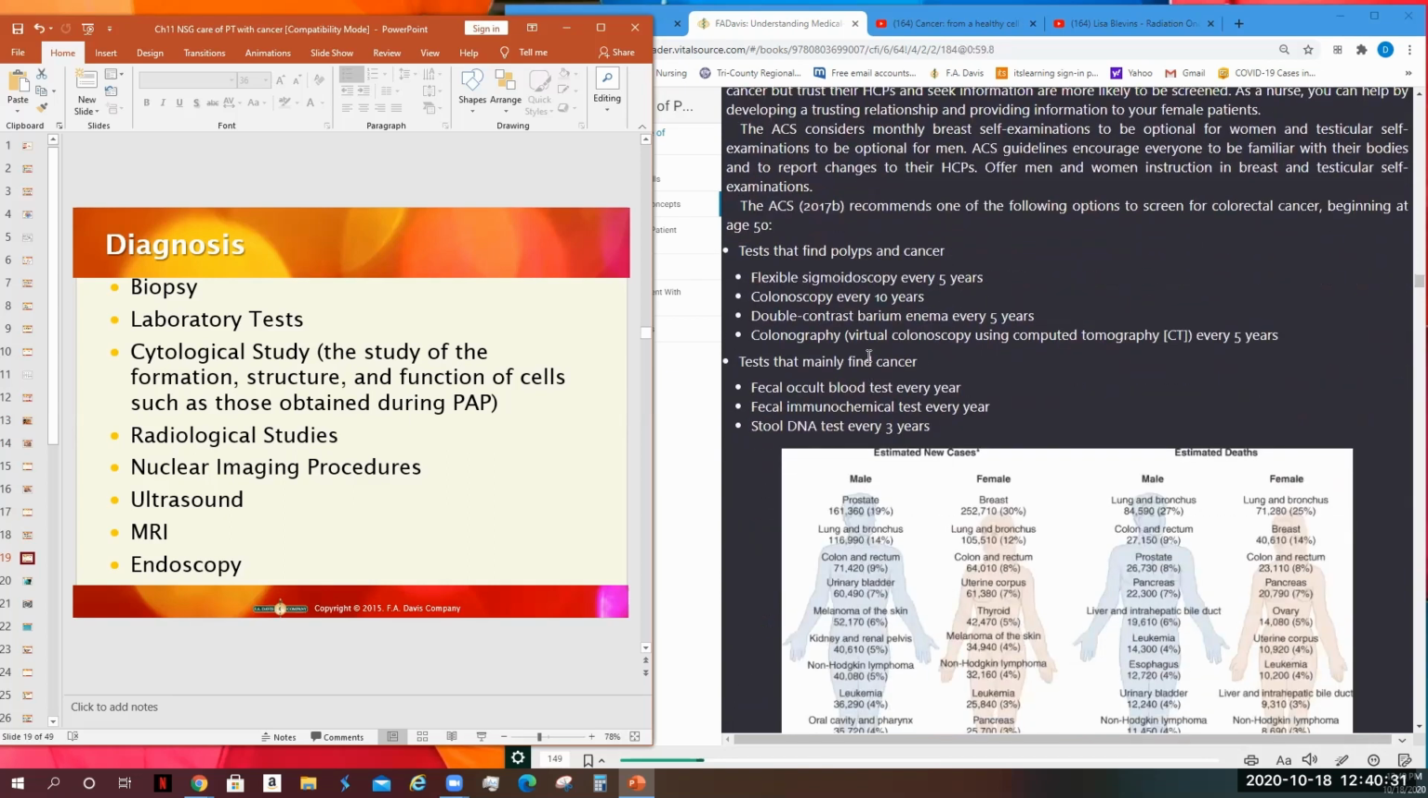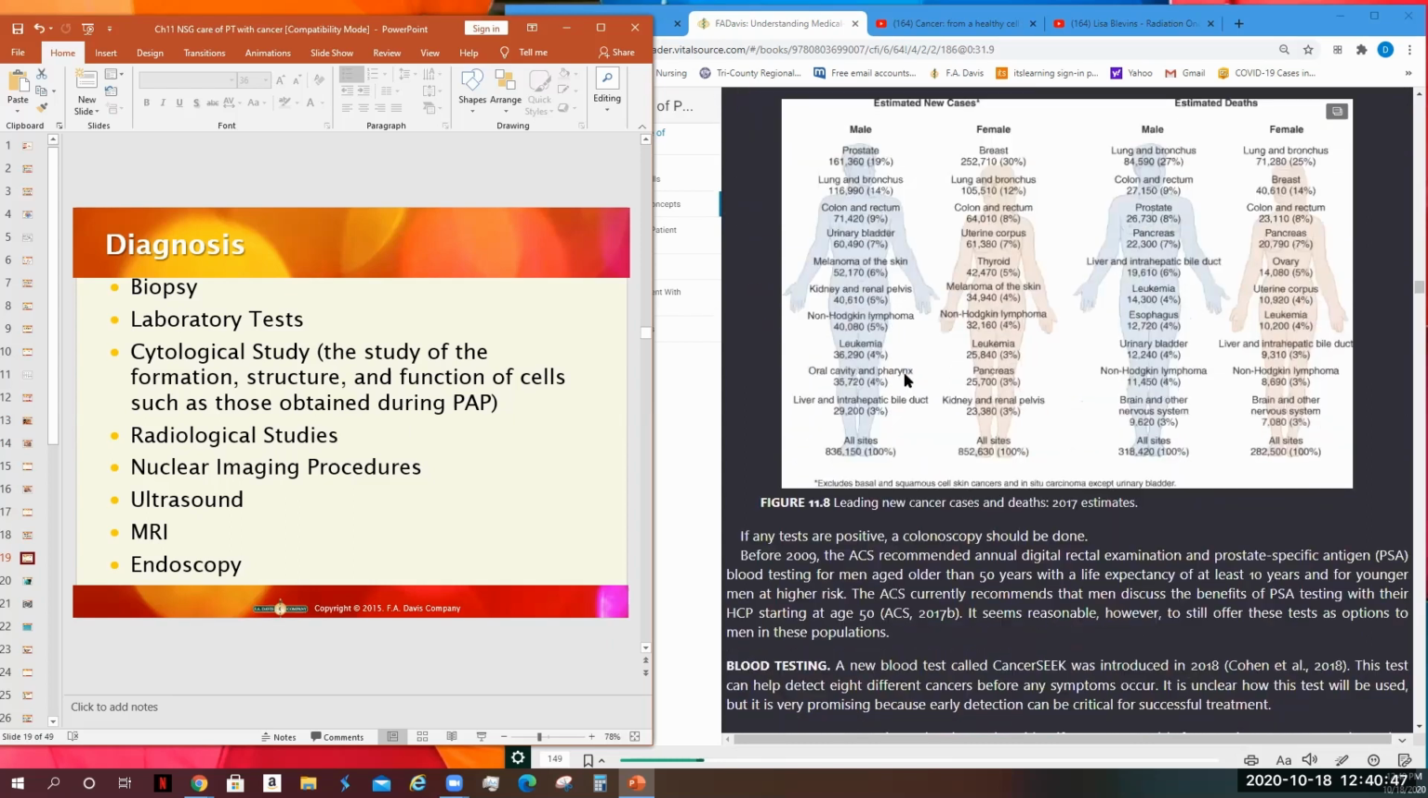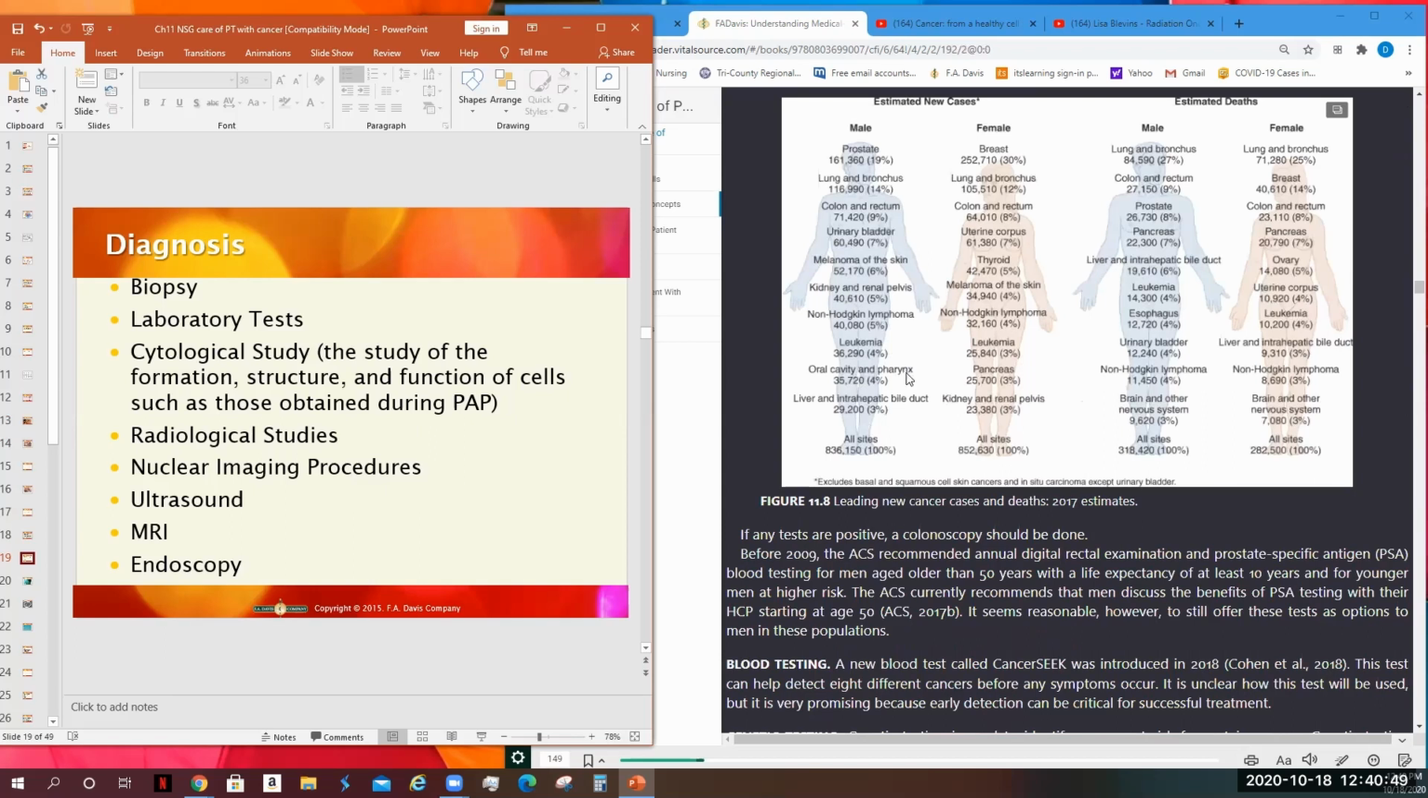Tests that mainly find cancer would be a fecal occult blood test every year and a fecal immunochemical test every year. Also, a stool DNA test every 3 years. And if any tests are positive, a colonoscopy should be done.